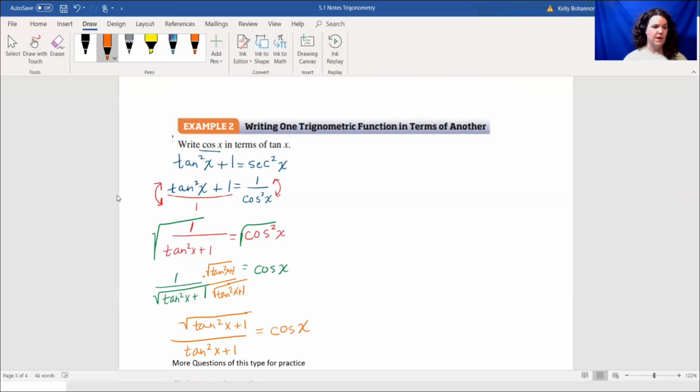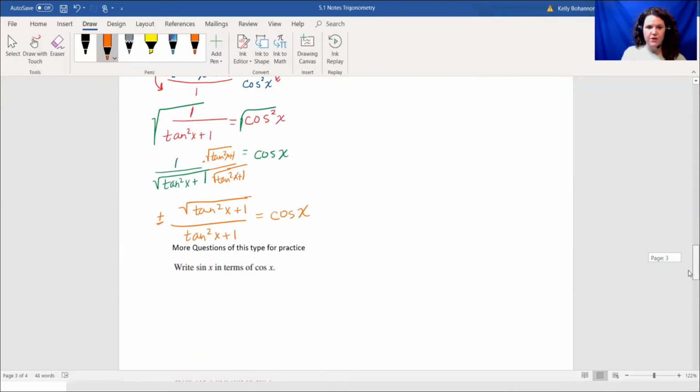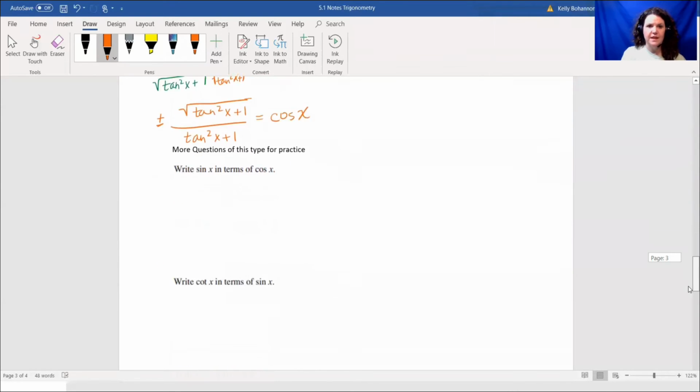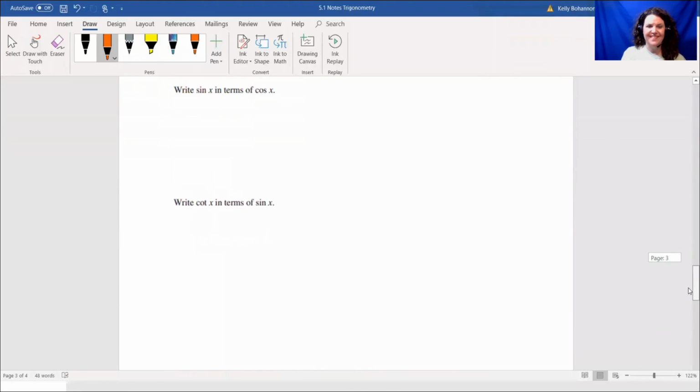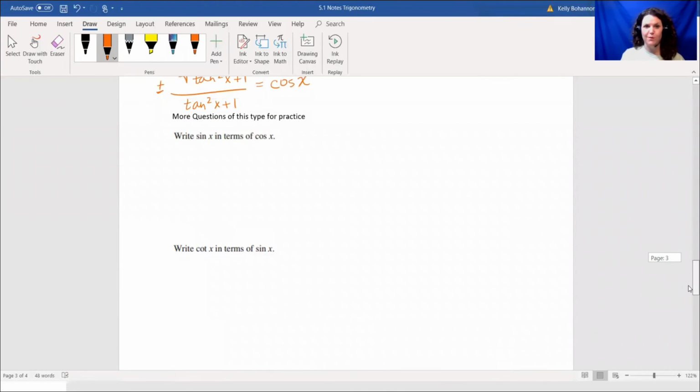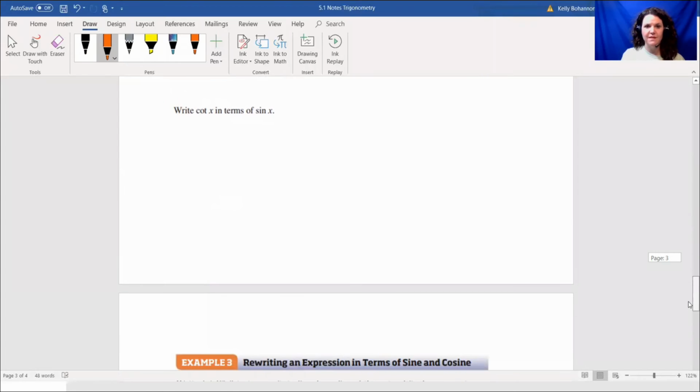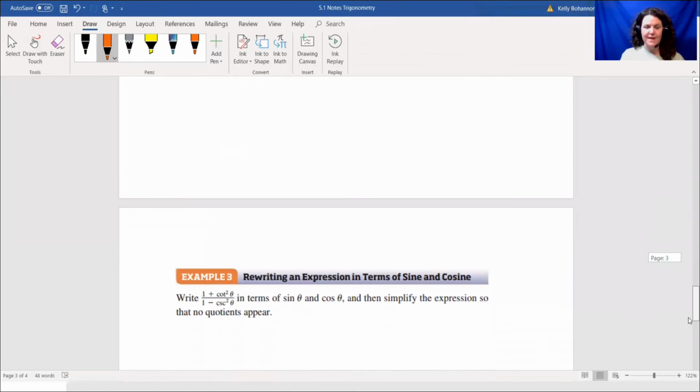That could be both positive and negative because we took a square root. They didn't tell us this time what quadrant we were in, so the sign depends on what quadrant we're in. There are more questions like that. I've given you 2 of those, and just like the others, I will post the answers in a separate place and work through them in a different video.